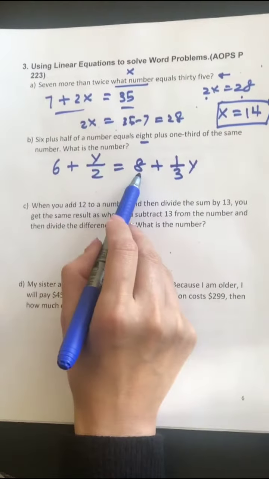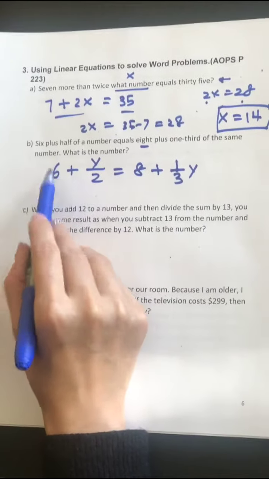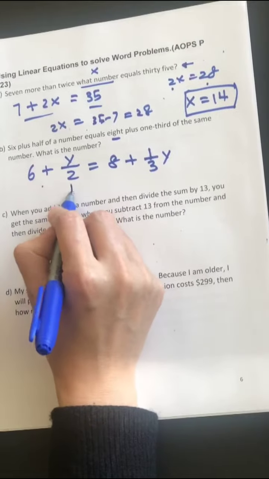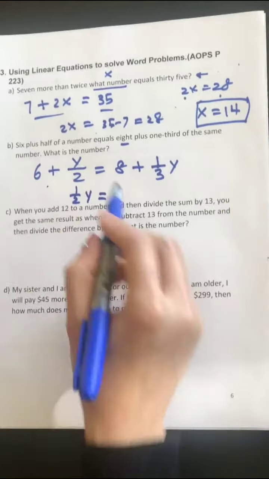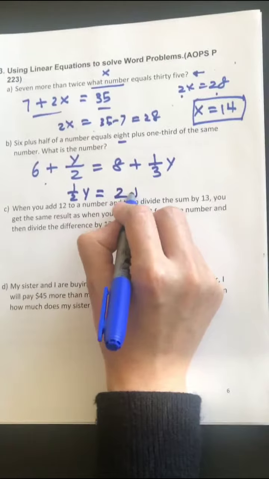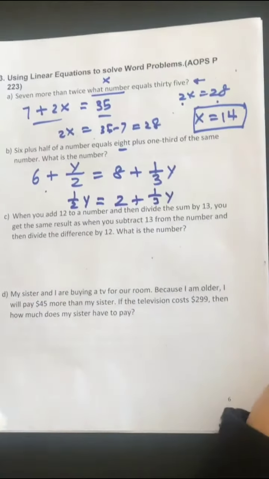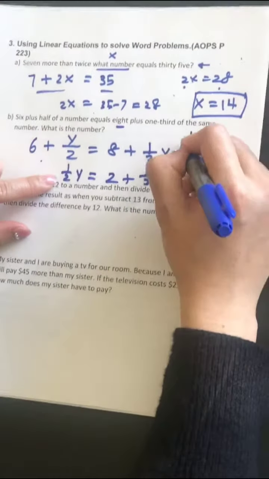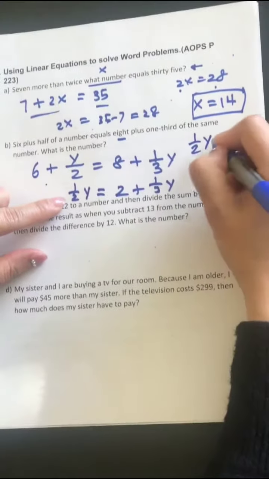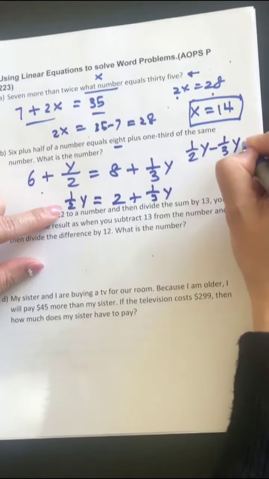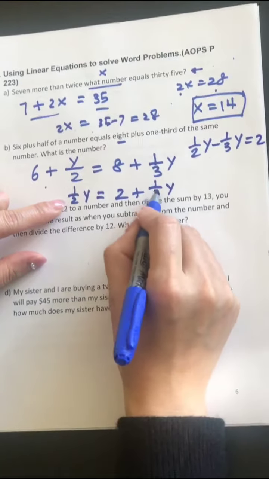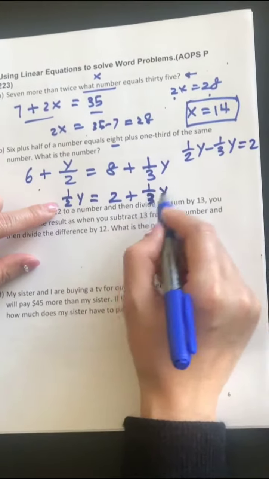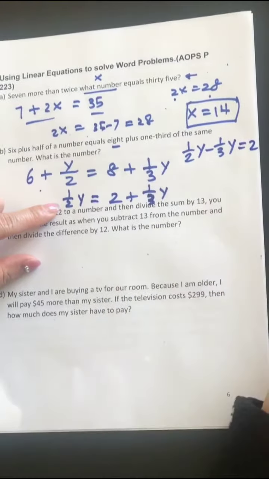So there's a 6, there's an 8. We can get rid of 6 on the left-hand side by subtracting 6 from both sides. So we have 1/2 of y equals 8 minus 6 plus 1/3 of y. Students can do it in two different ways. We can do it as 1/2 y minus 1/3 of y equals 2. So this is 1/3 y. I subtract 1/3 y from each side, so this term would cancel. So the right-hand side would just be 2.